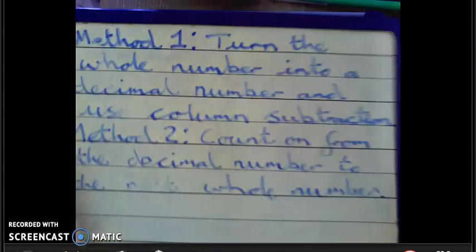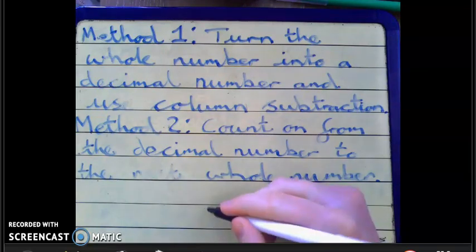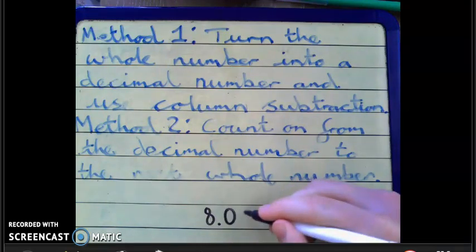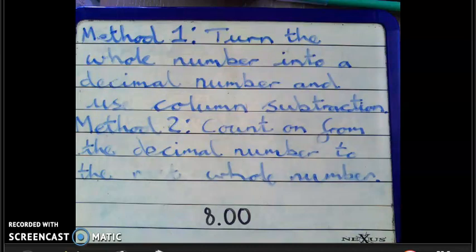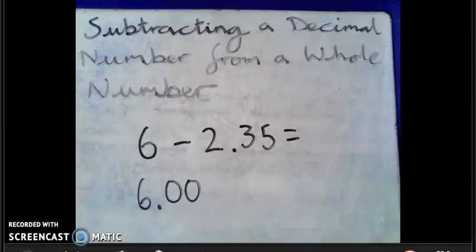Let's just recap on those methods we've used today. So method 1, turn the whole number into a decimal number and use column subtraction. Any number can be turned into a decimal number and you can add as many zeros as you need to make the subtraction work. Method 2 was counting on from the decimal number to the next whole number and then working from there. Hopefully you found this video useful and you could now subtract a decimal number from a whole number.